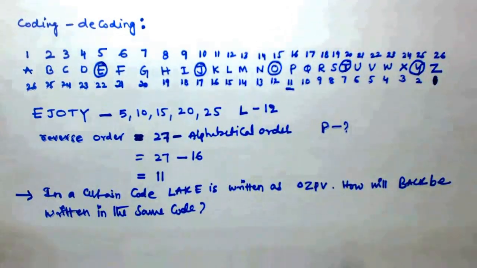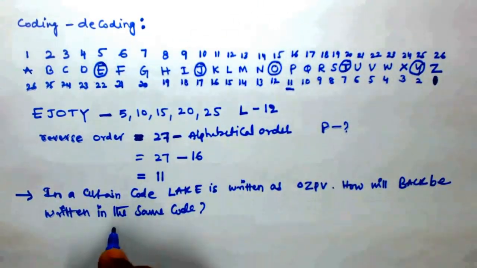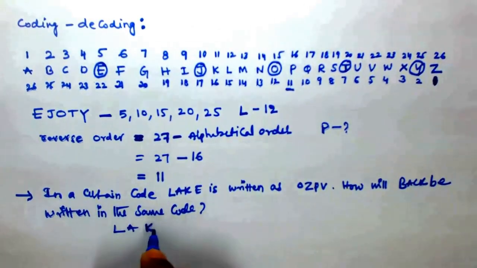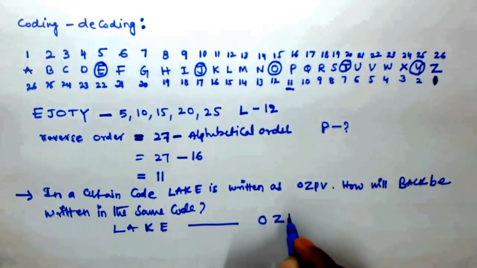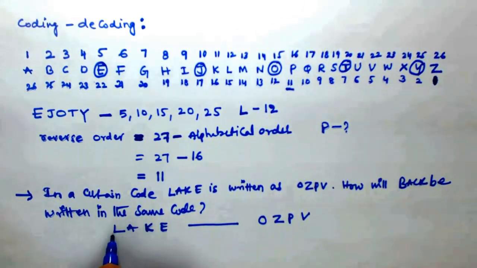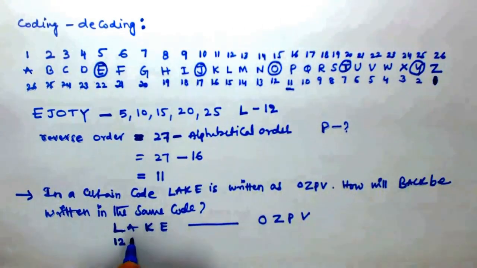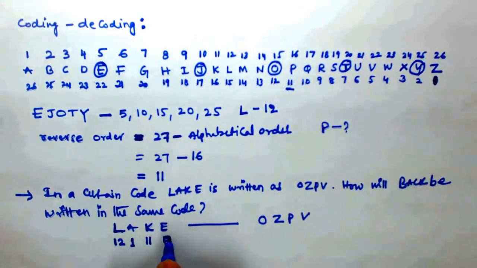How will BACK be written in the same code? It is given that LAKE is written as OZPV. So here I take LAKE, written as OZPV. What are the values of L? Using EJOTY, J is 10, K is 11 and L is 12, and A is 1, and E is 5.